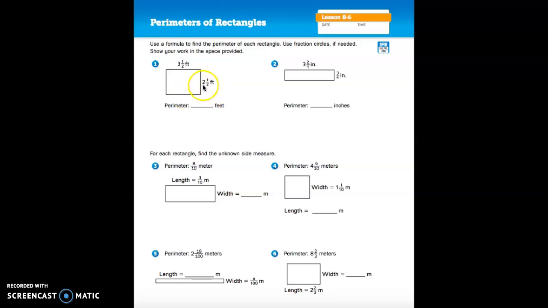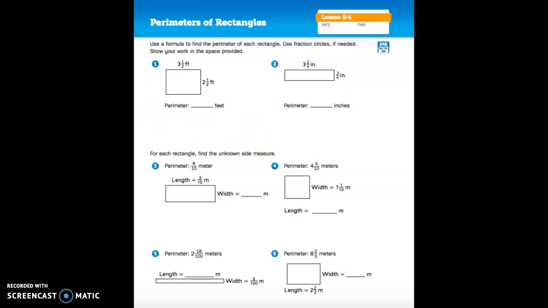2½ would become 2 times 2 is 4 plus 1 is 5. So 5 halves plus 5 halves would give you 10 halves, or 5. 7 plus 5 is 12. So you can use either formula for solving the perimeter for these problems today.